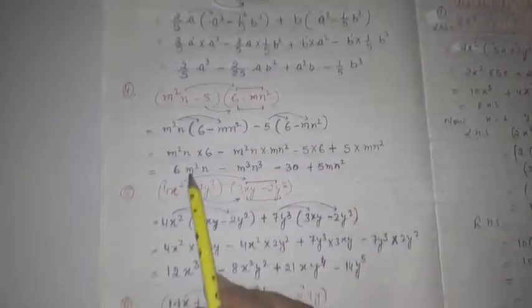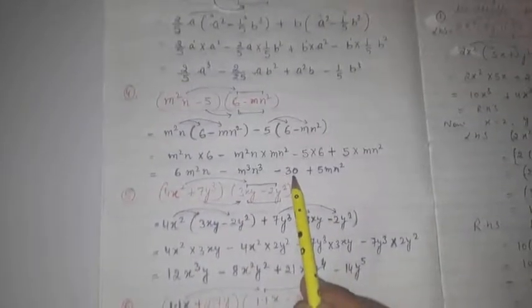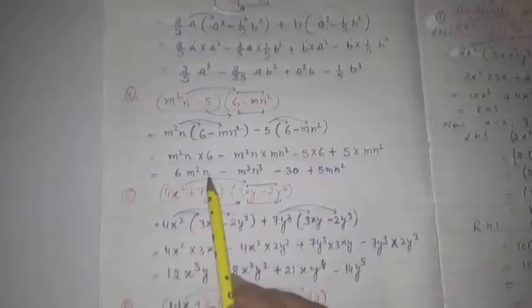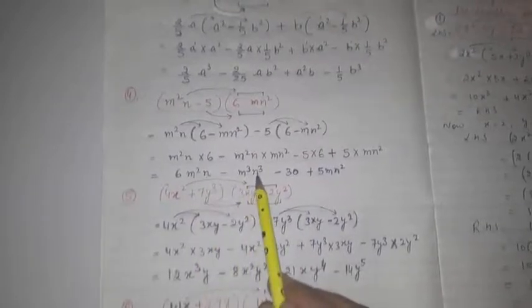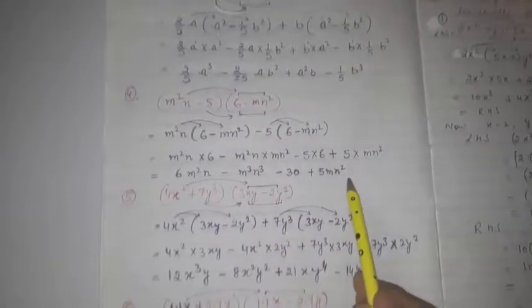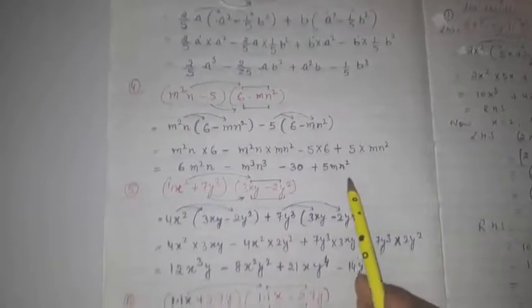All these terms are unlike terms. It is constant term, there is no variable. It is m square n term, m cube n cube term, m n square. So all are different. So we can't add these again.